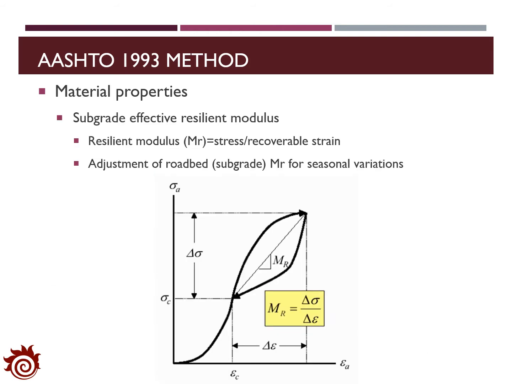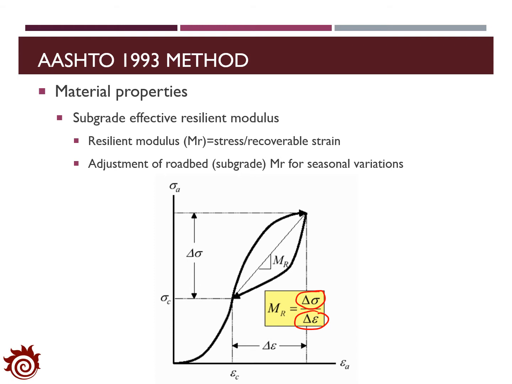The material properties is another important factor we have to consider for the acetal method. Usually, we will consider the subgrade effective resilient modulus to measure the strength of the subgrade soil. The resilient modulus is measured based on the lab experiment, and it's defined as the ratio of the cyclic stress and the recoverable strain from the test.